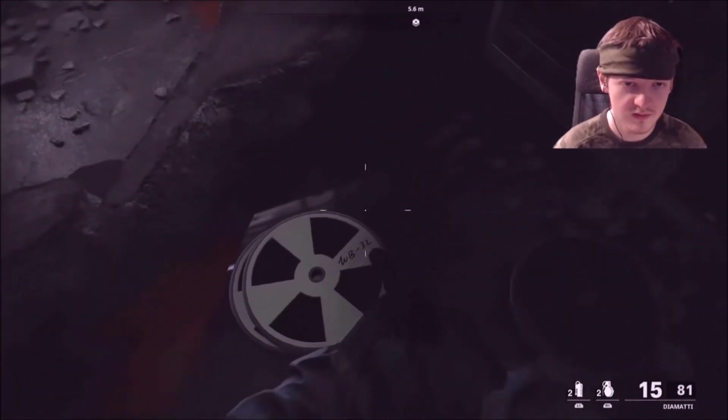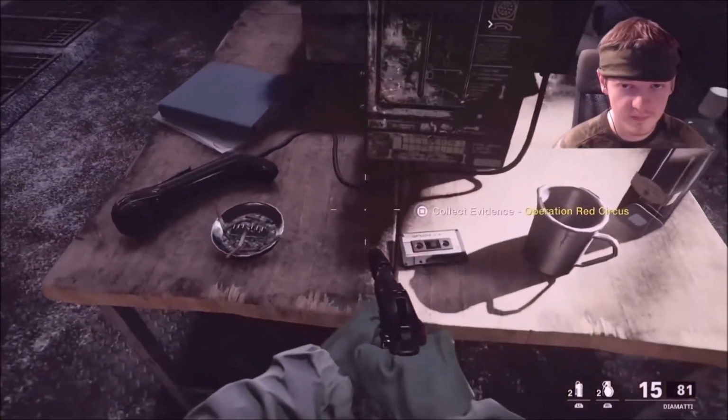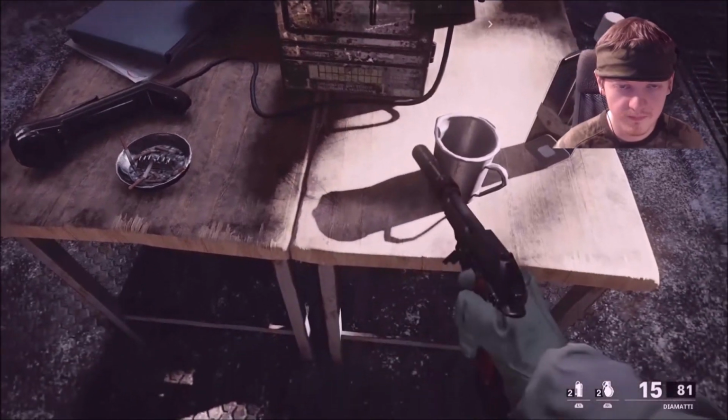Right after you enter the main room, you will actually find this cassette, which is the number stations broadcast, on this table right here. You pick it up. That's all the evidence for that mission.